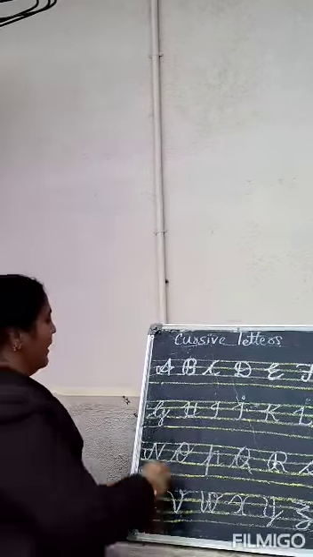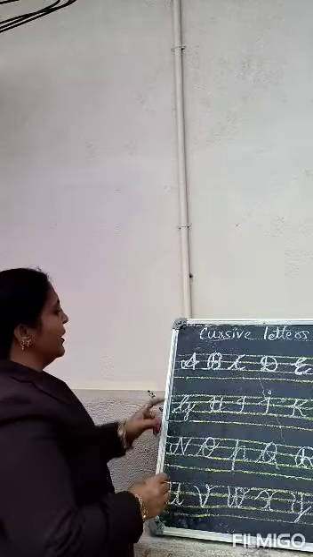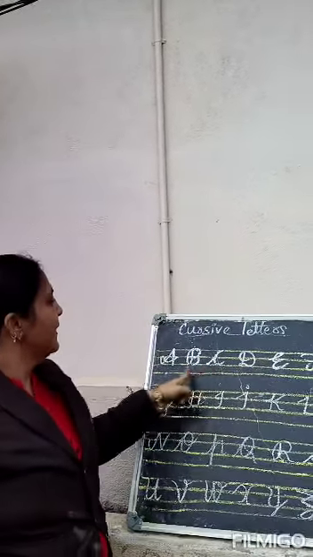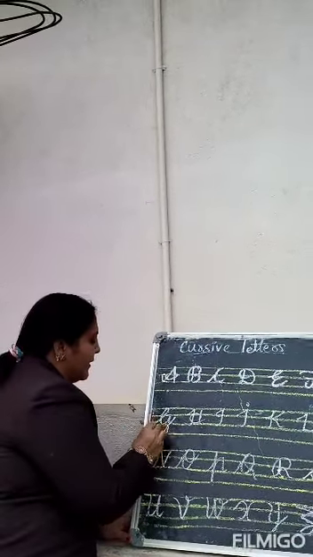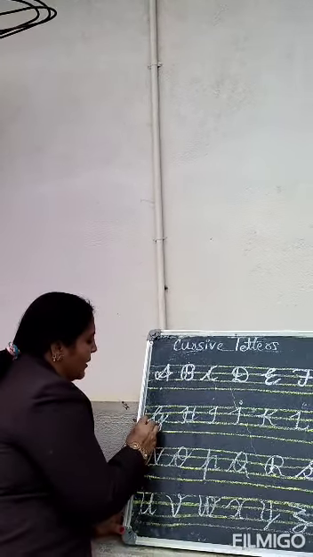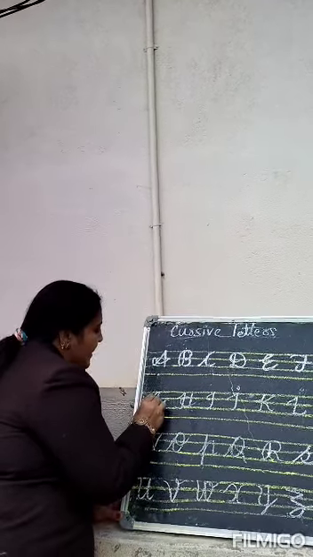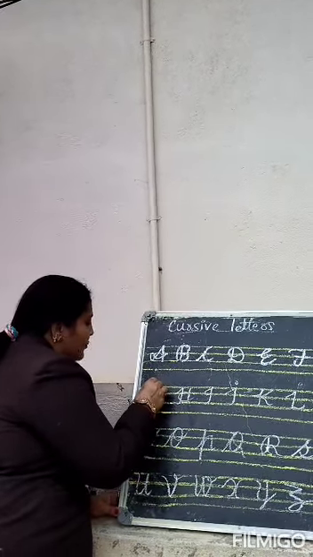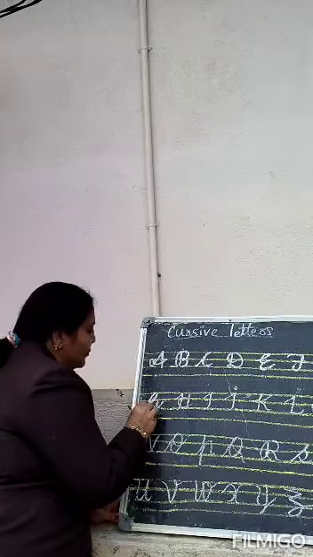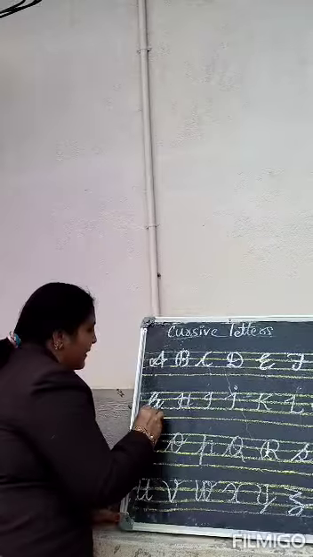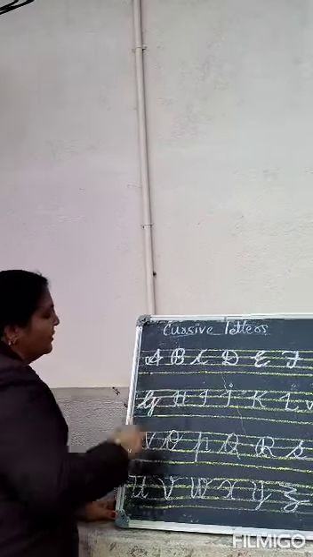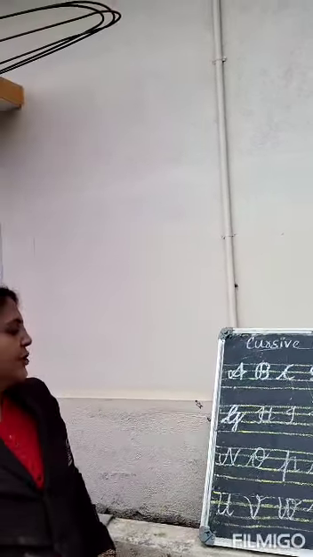Okay, children? I hope you all understand till here. Now just see how I am tracing here. Then we have to come to the third line. We should start like this. Then we should touch the upper line. Then we should go like this. Then we should come to the second line. Then we should go, and then we should touch. So this is capital G.